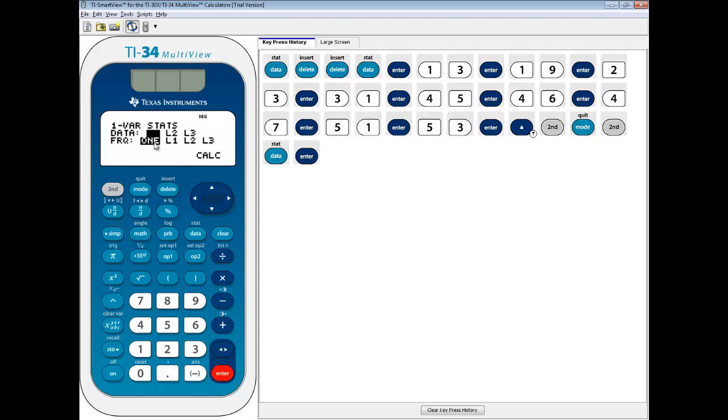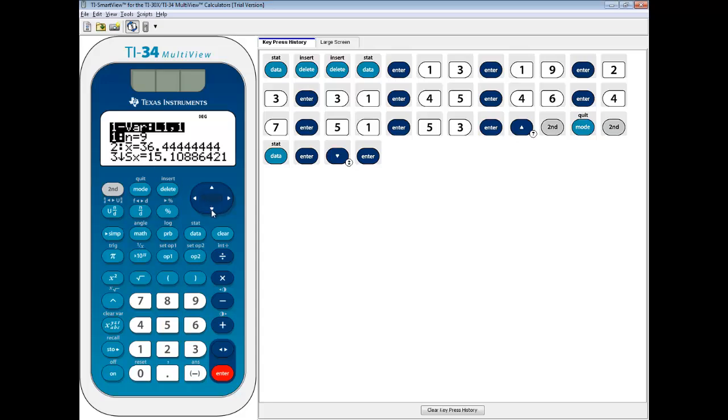It defaults to L1 and 1, you can take those as your default. If I put my data in another list, then I want to highlight that and press enter on it to select it. Frequency is if you have a huge amount of numbers you're entering, like you got 218 year olds. You'd put 18 in L1, put 200 in L2, and your frequency would be L2. But I'm going to down arrow because we leave those all as default and choose calculate.